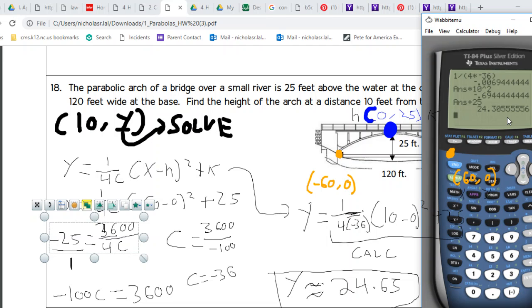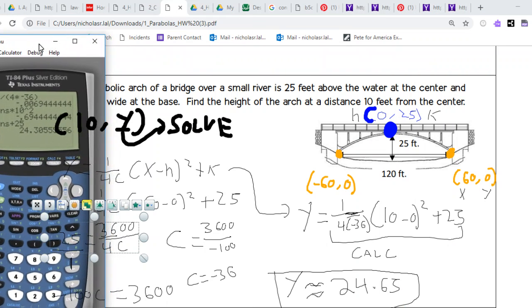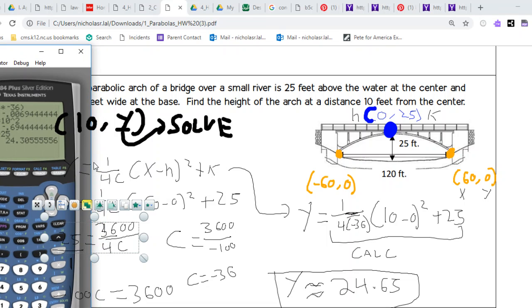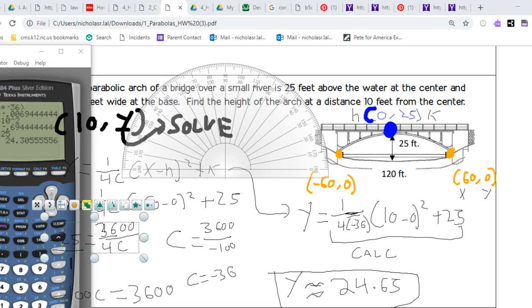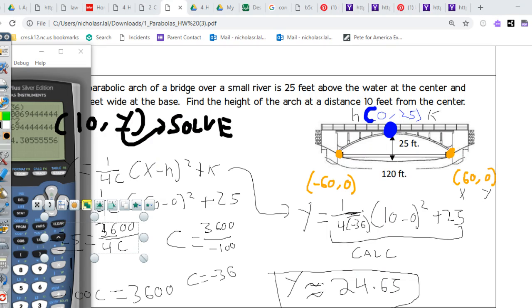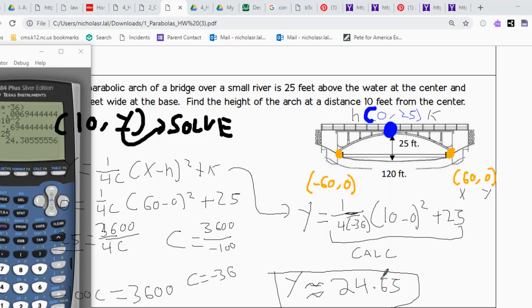All right, so let's type it in. First, just do 1 divided by, in parentheses, 4 times negative 36. Then multiply by 10 squared, then add 25. And you should get 24.3. So 24.65, but 24.305. I mean, that's going to get you close enough to get the right answer.